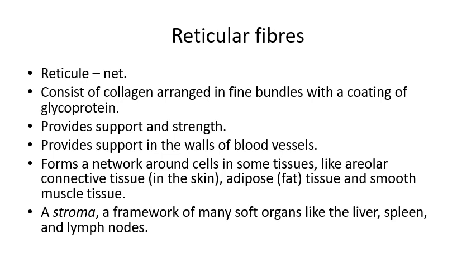So reticular fibers form a network around cells and some tissues like your areolar connective tissue in the skin, adipose fat tissue also just below the skin, and in our smooth muscle tissue. So a stroma then becomes the framework going around many of these soft organs like our liver, our spleen and lymph nodes, many of the smooth muscle tissues. Reticular fibers, a netting.